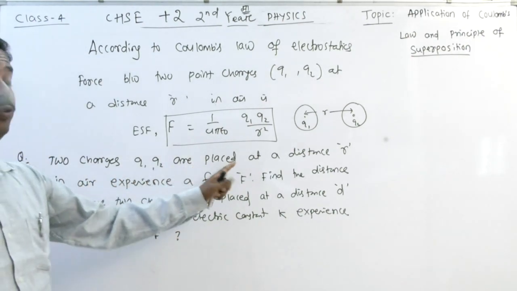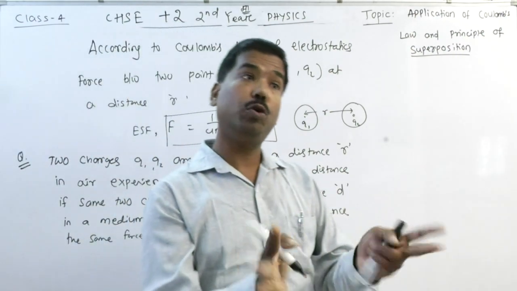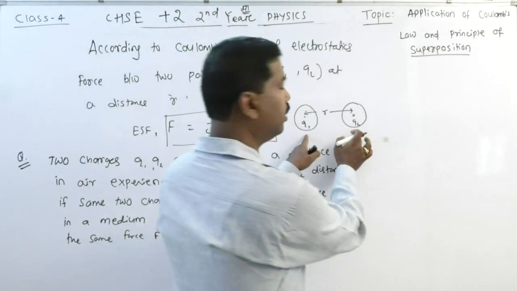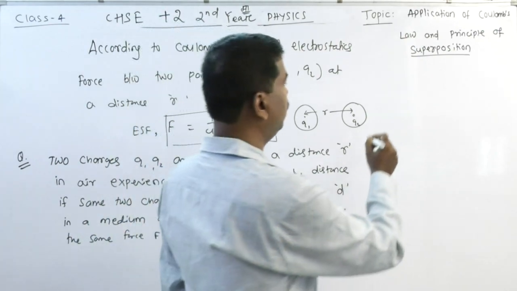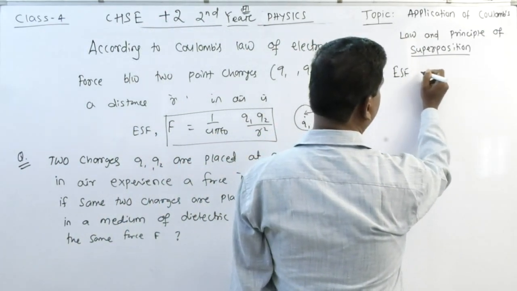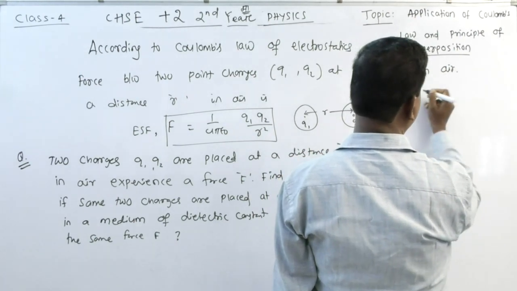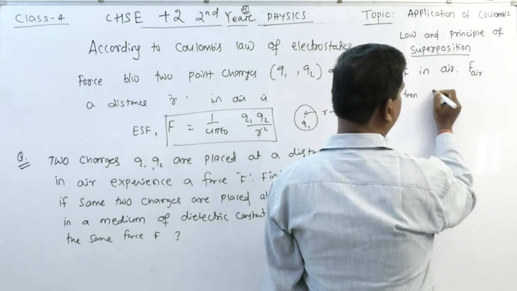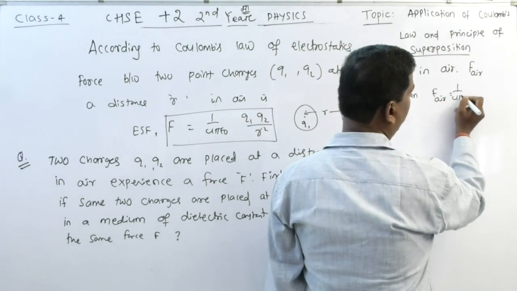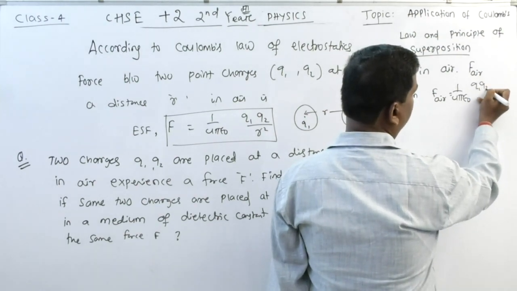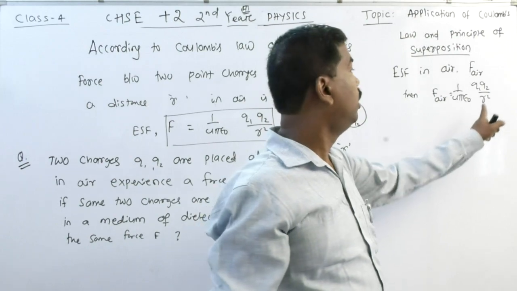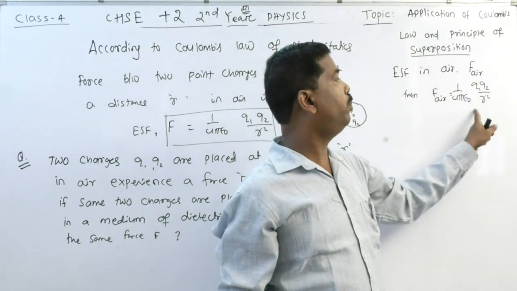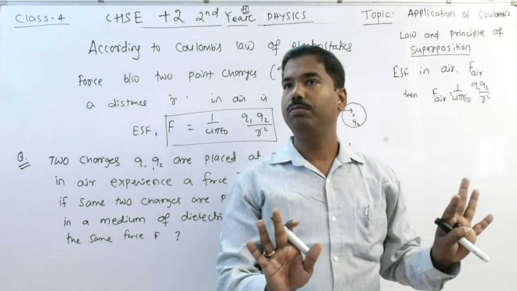Listen to me. 2 charges Q1 and Q2 are fixed. Here 2 charges Q1 and Q2 both are fixed, clear? Let Q1 and Q2 be placed at a distance r. Then the electrostatic force in air, F air, is equal to 1 by 4 pi epsilon 0 Q1 Q2 by r square. Q1, Q2 and distance r are given. So according to this formula, force in air is equal to 1 by 4 pi epsilon 0 Q1 Q2 by r square.